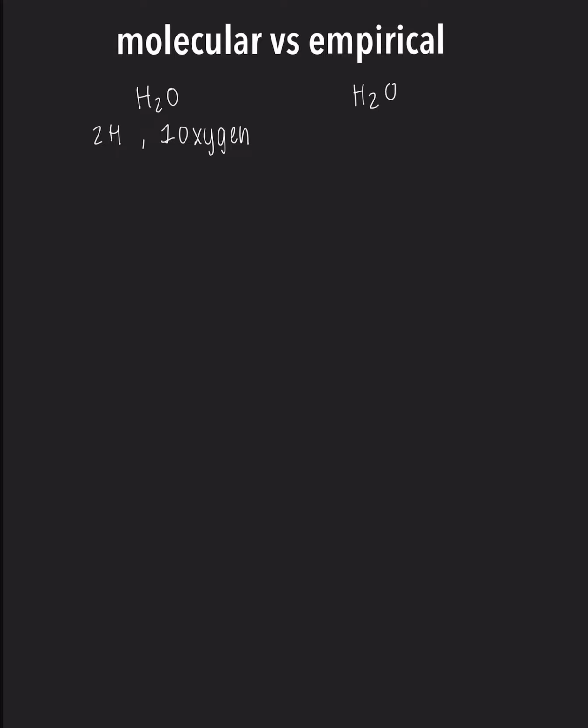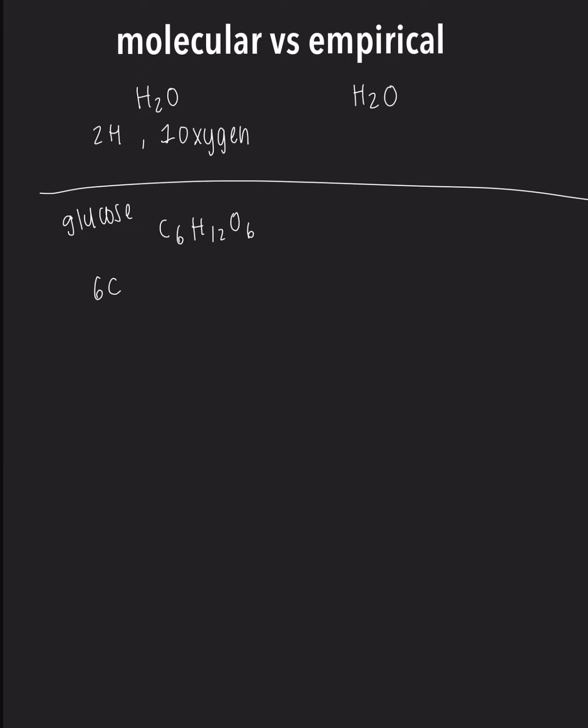Now let's do one that is not the case. So let's say you have glucose. And for many of you, if you don't know, glucose is C6H12O6. So that would be the molecular formula. So for glucose, just remember, this is telling you for the molecular formula that you have 6 carbons, 12 hydrogens, and 6 oxygens. That is what this formula is saying. Again, that is the molecular formula.